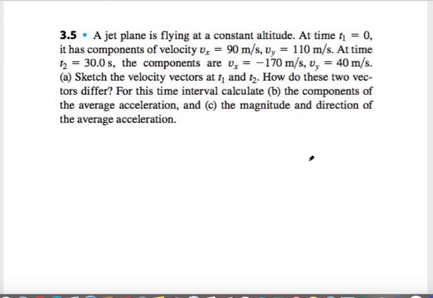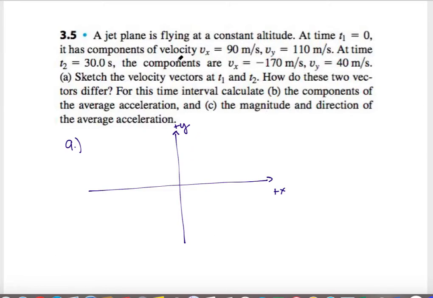Moving on to 3.5. So here we're going to be talking about acceleration. So we have a jet plane flying at a constant altitude with components of velocity given at time 0 and components given at time 30 seconds. So first off, the problem asks you to sketch the velocity vectors at t1 and t2. So I'm just going to make a nice big set of axes and sketch both of them. So we'll say that positive y is up and positive x is to the right. I'll use two different colors here, red versus blue.